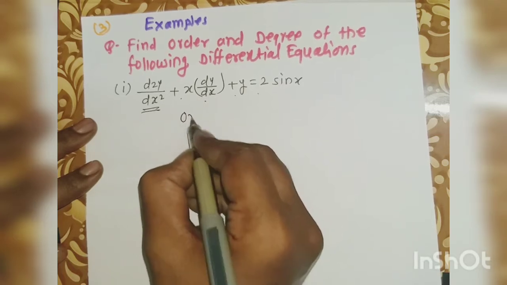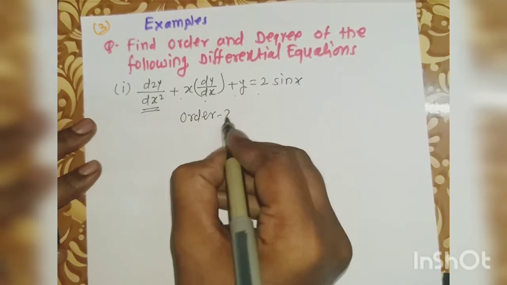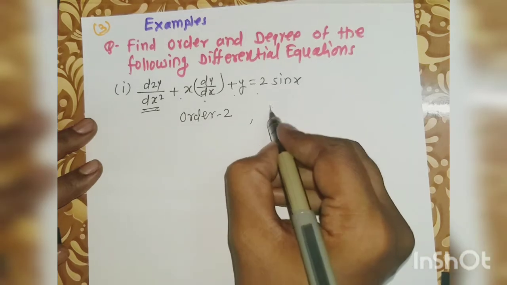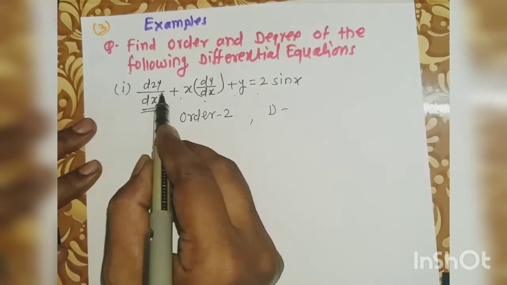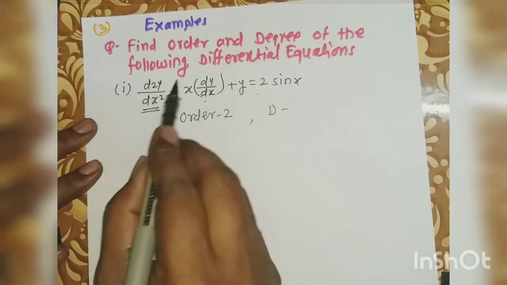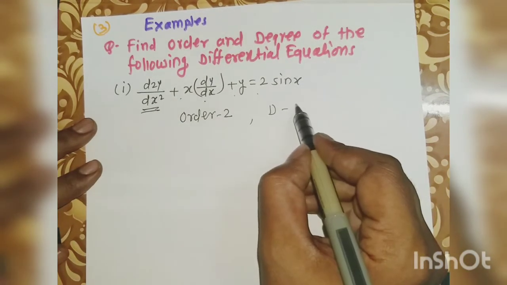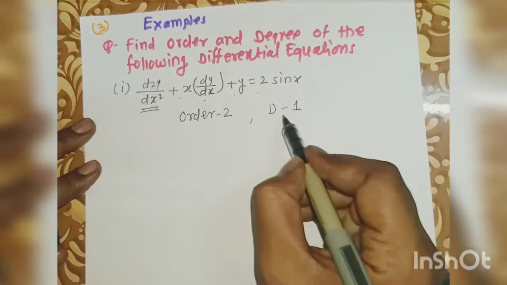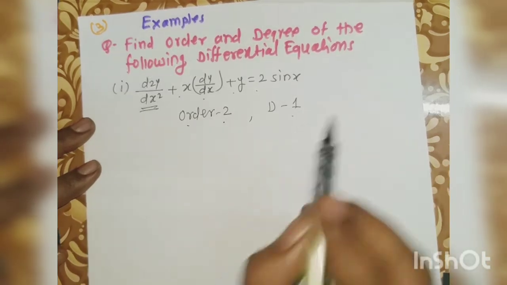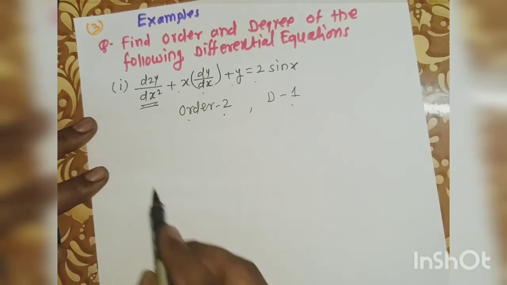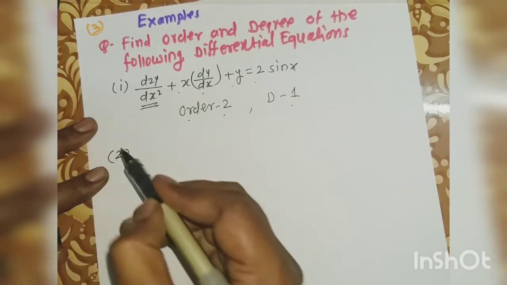In this equation, the highest order derivative is this term, second order. That means order is 2. And degree is the power of this term. Here power is not given, that means 1 is always the power of each term. Then power is 1, therefore degree is 1. Answer is order is 2, degree is 1. Now we take second example.